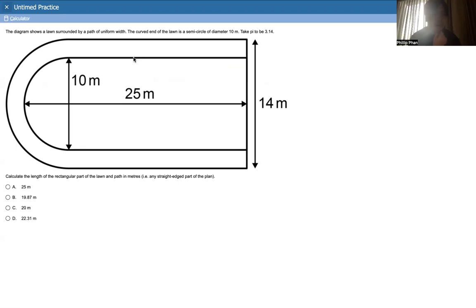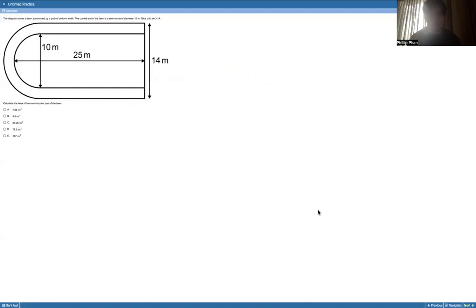Okay, so any straight edge path of the plan. So this is 25, and we know that this is the diameter, so this is 10. So this is going to be 5. So that means it's 25 minus 5, which is going to be 20. There we go. All right, let's move on.